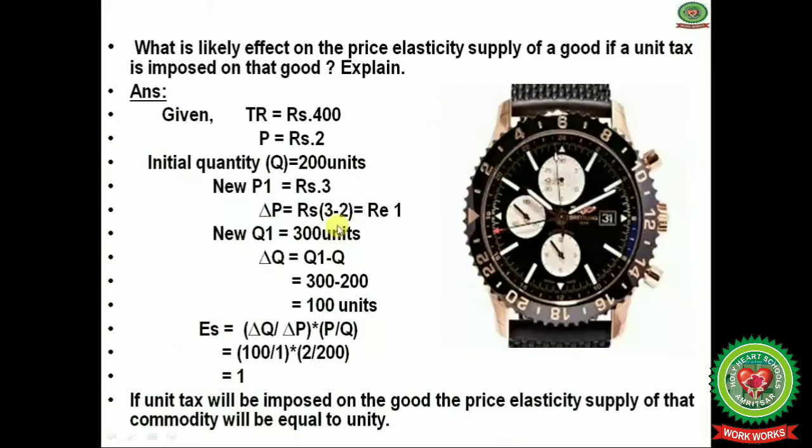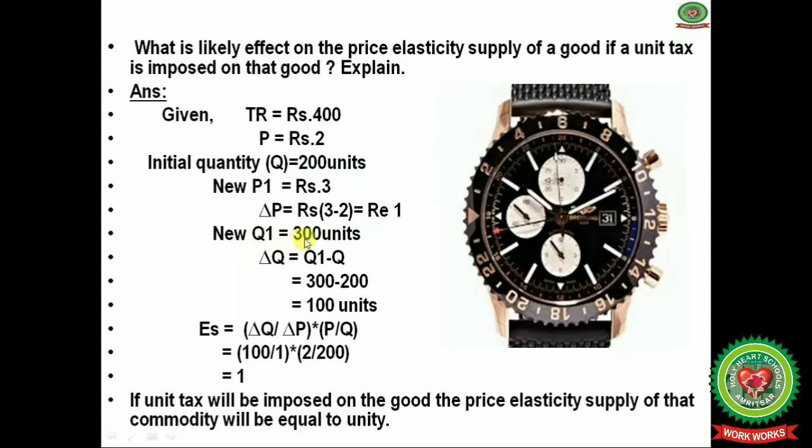Now the next numerical: what is the likely effect on the price elasticity of supply of a good if a unit tax is imposed on that good? We are given total revenue equal to 4, price equal to 2 and the initial quantity 200 units. New price P1 is equal to 3 and delta P we can calculate as 3 minus 2, new price minus old price, and we get rupee 1. So delta P, the change in price, is equal to rupee 1.